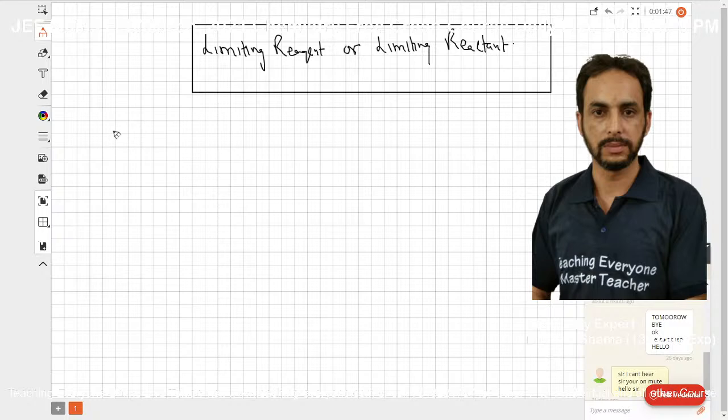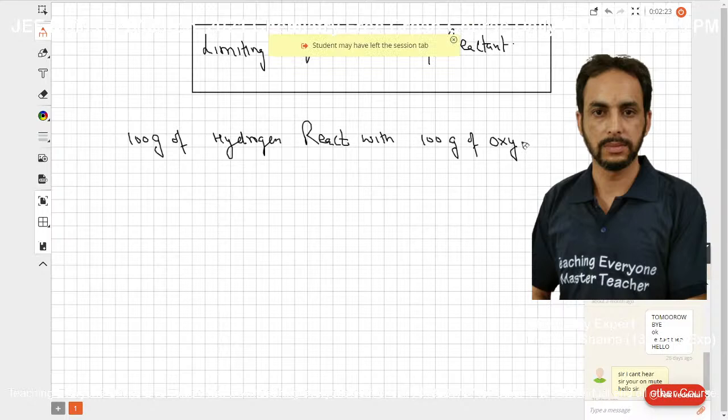for example, we have a question that 100 gram of hydrogen reacts with 100 gram of oxygen to form water.